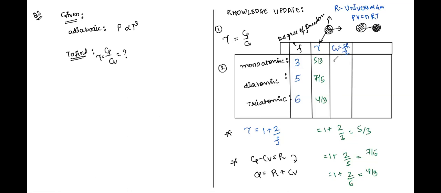So for monoatomic, it is 3R by 2. Sorry, for diatomic it is 5R by 2. Absolutely correct. Okay, I'll write it similarly. And for triatomic, it is 6R by 2, or 3R. Sorry, for monoatomic we have 3R by 2, while this is 6R by 2 or 3R. Okay, 3R.